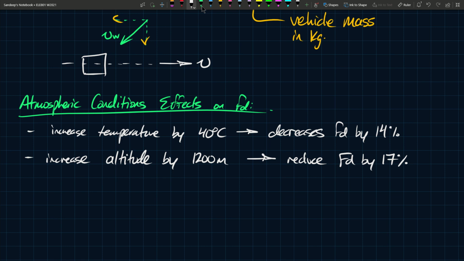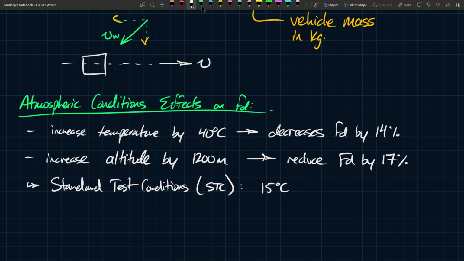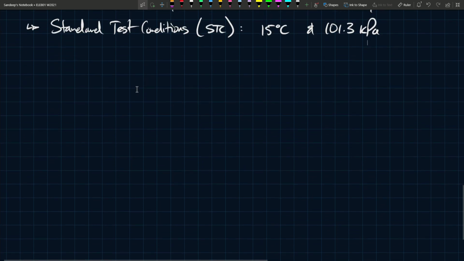Most of the tests we do in this type of work have some standard test conditions. Standard test conditions, sometimes abbreviated as STC, refers to an ambient temperature of 15 degrees Celsius and 101.3 kilopascals. This temperature and pressure condition is what we denote as the standard test conditions.